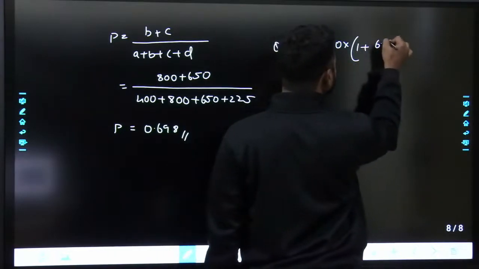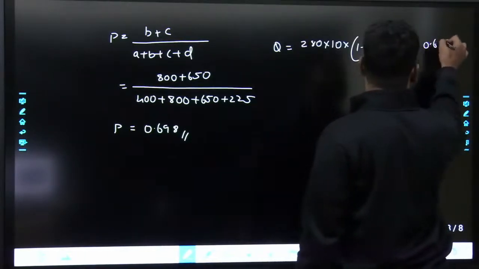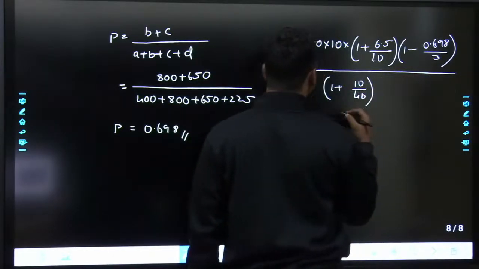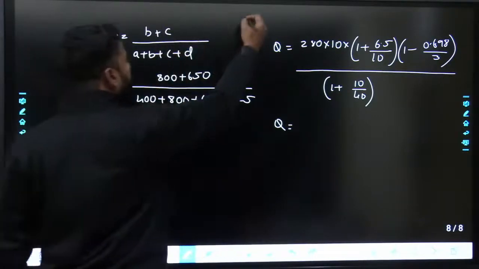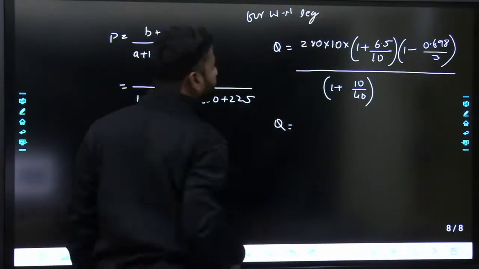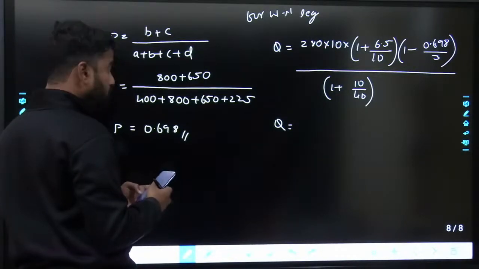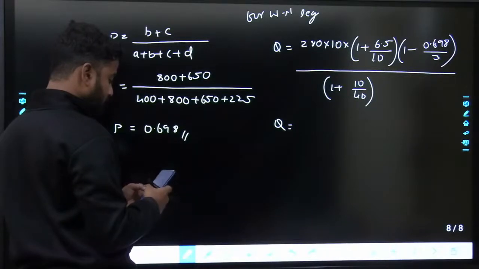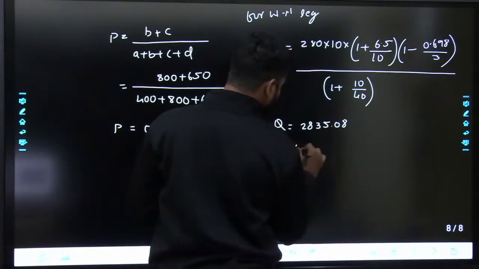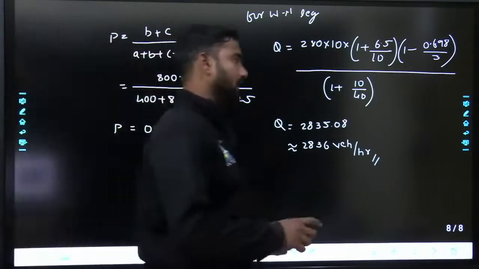And the Q value would be equal to 280 multiplied with 10 multiplied with 1 plus 6.5 upon 10 multiplied with 1 minus 0.698 upon 3, whole thing upon 1 plus 10 upon 40, right. So the Q value for the west-north leg is 2835.08, approximately 2836 vehicles per hour. This is the practical capacity for the west-north leg.